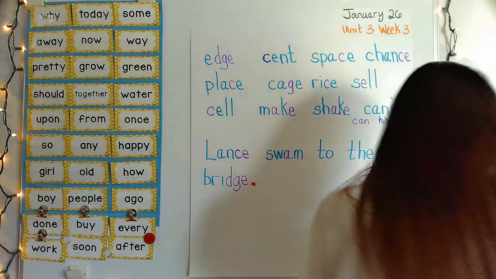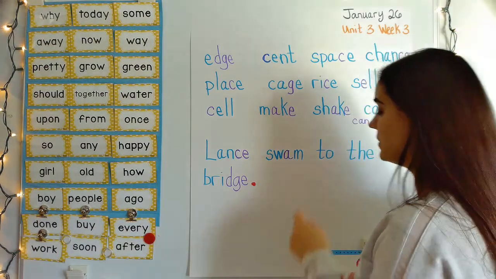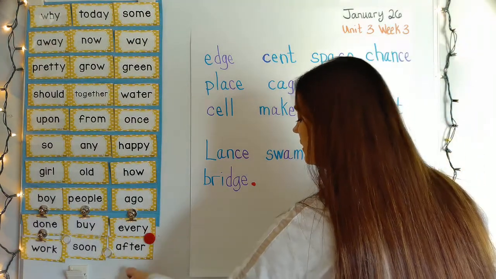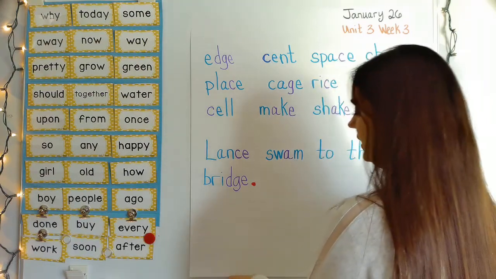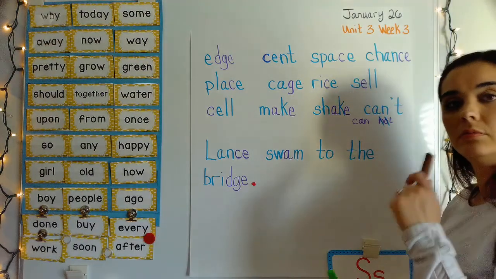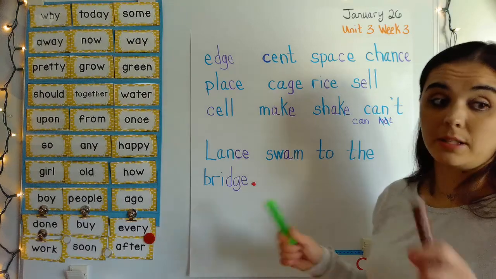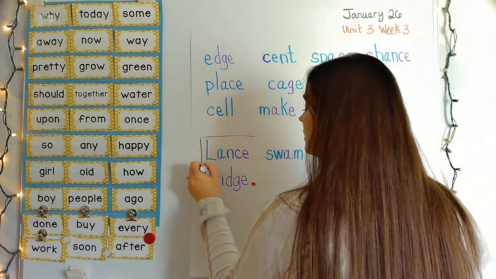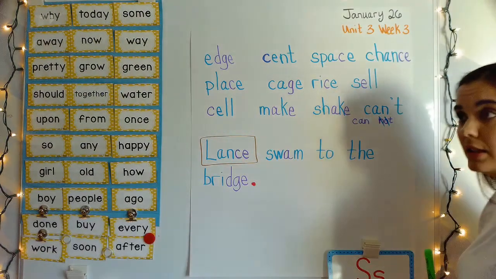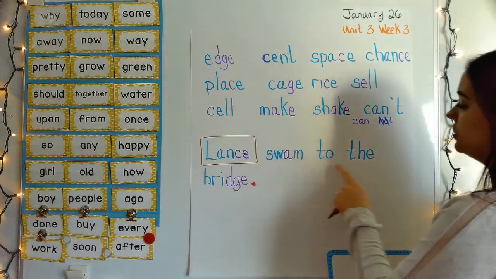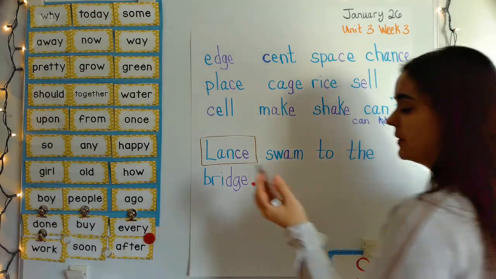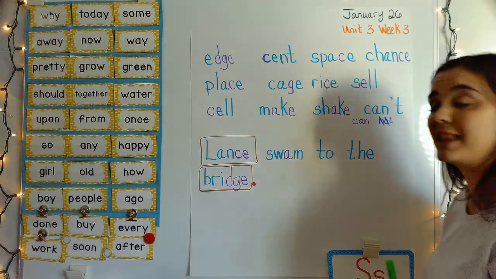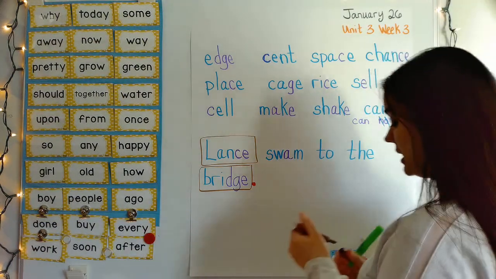Okay, so we have nouns and verbs. I know we normally do our nouns in orange, but today I'm going to use brown. That's what I have. All right, so nouns. We know a noun is a person, a place, or a thing. So Lance, we've already talked about how Lance is a person. So that is a noun. Bridge is also a noun because it is something that you can touch. It's a thing. It's a place that Lance is going to swim to.